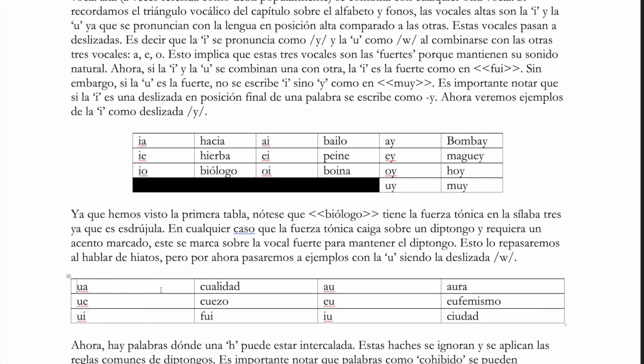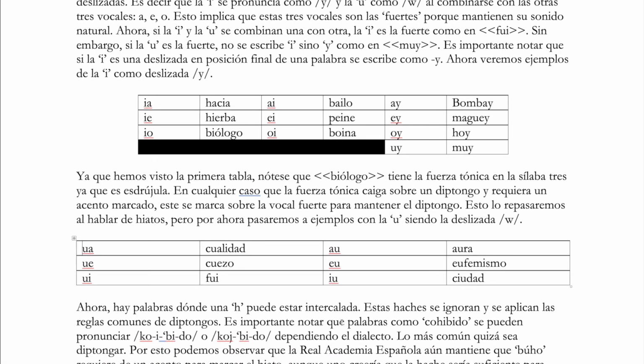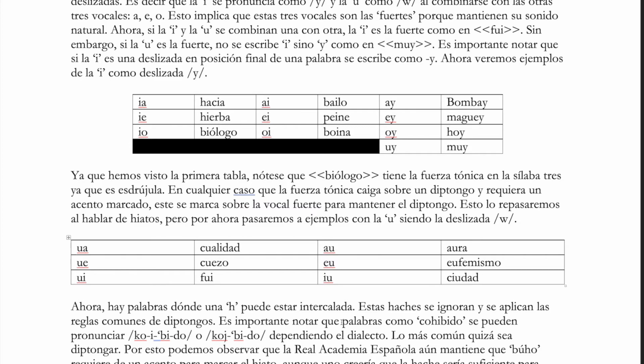So here we will look at the U's where the U is a glide. So we have ua, cualidad, hue, hueso, fui, we. So fui. Au, aura, eu, eufemismo, iu, ciudad, right? So this is a wa. And this would be the basics for diphthongs.